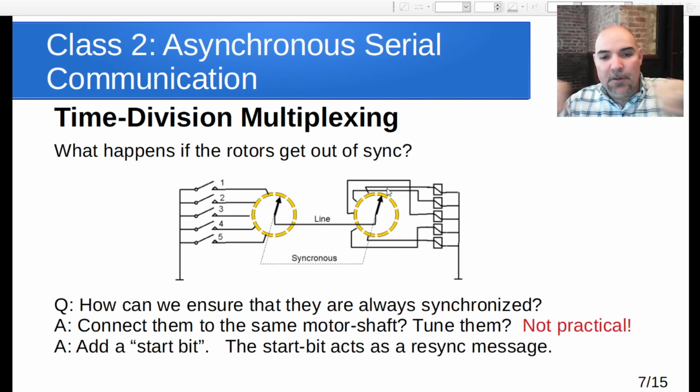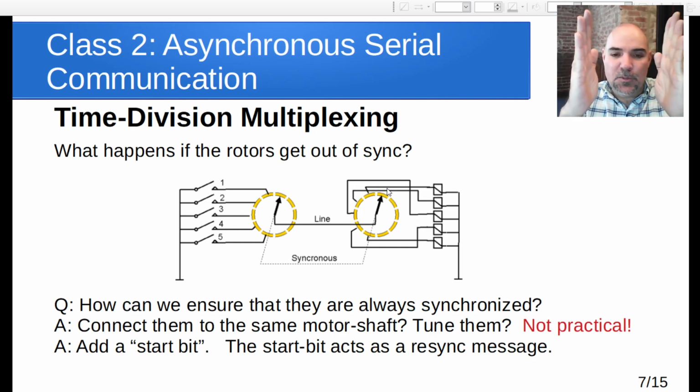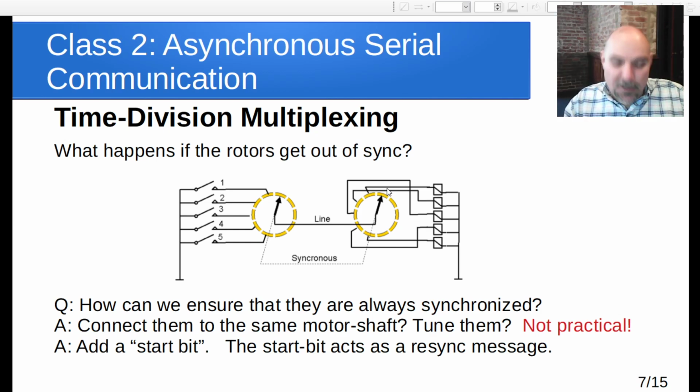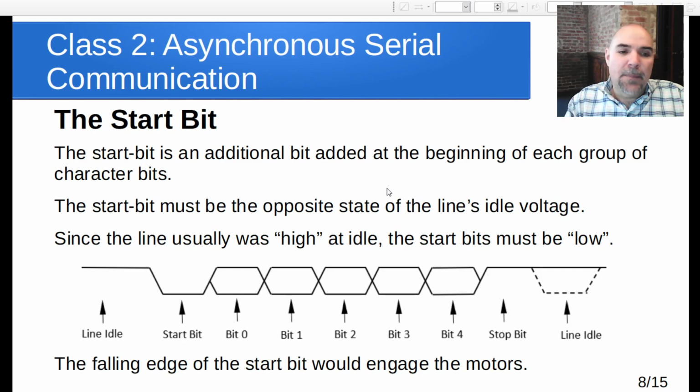They would then complete 1 revolution, and then the clutch would disengage, and now we're latched back in the starting position again, waiting for the next start message. And that's a brilliant solution, and actually it's still used today. But the idea is of adding the start bit.